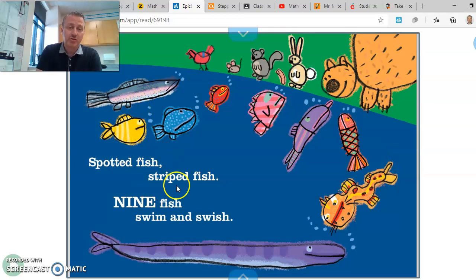Spotted fish, striped fish. 9 fish, swim and swish. Let's count. 1, 2, 3, 4, 5, 6, 7, 8, 9. 1, 2, 3, 4, 5, 6, 7, 8, 9. Very good.